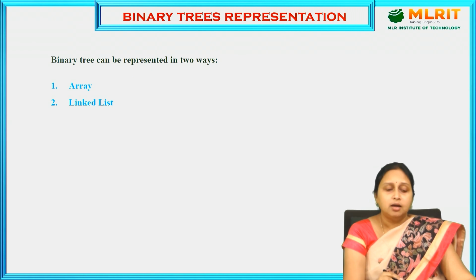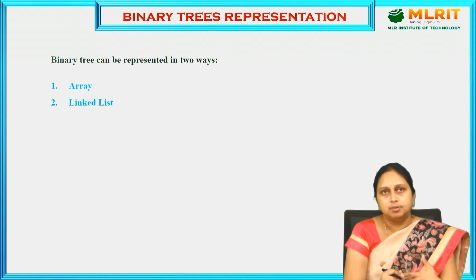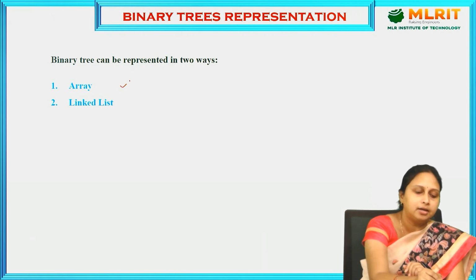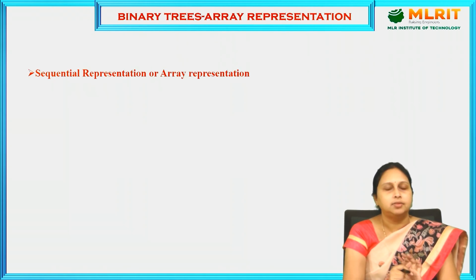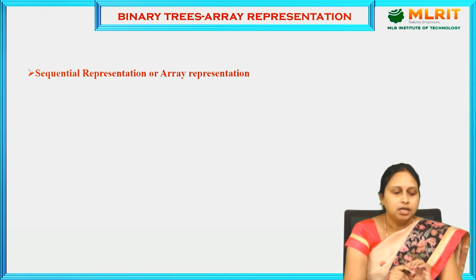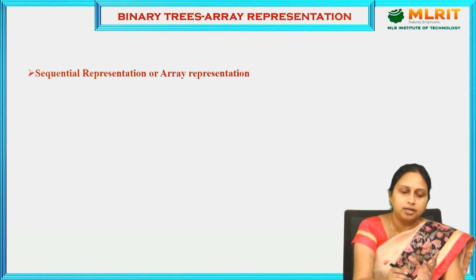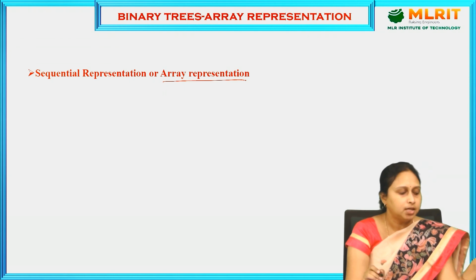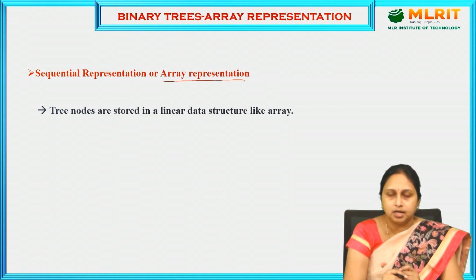Next we will be seeing how we are going to represent these binary trees. The binary trees can be represented in 2 ways. One is by using array representation and another one is using linked list representation. First see about the array representation. Array representation is nothing but the sequential representation, both are the same. If we are given a tree, how that can be represented in terms of an array, that we'll see.